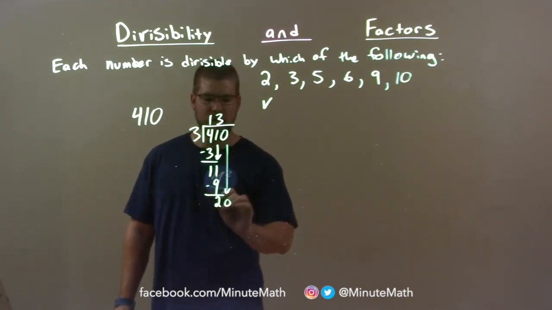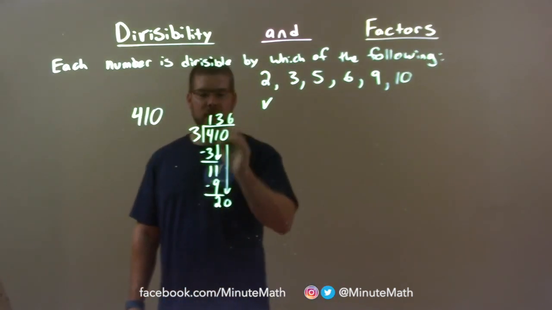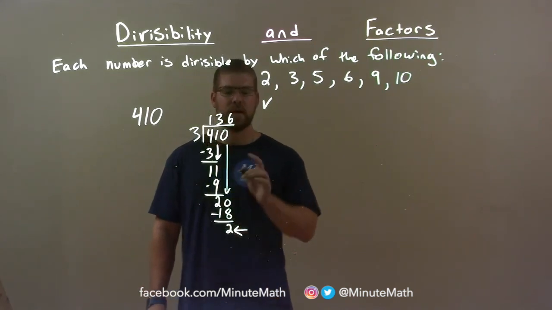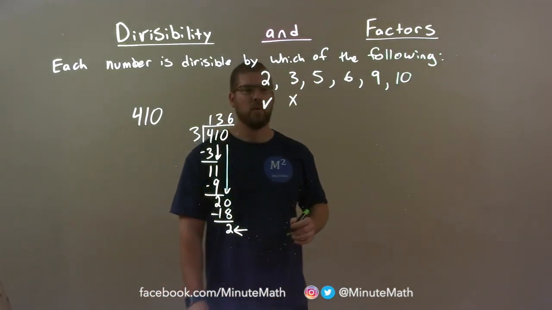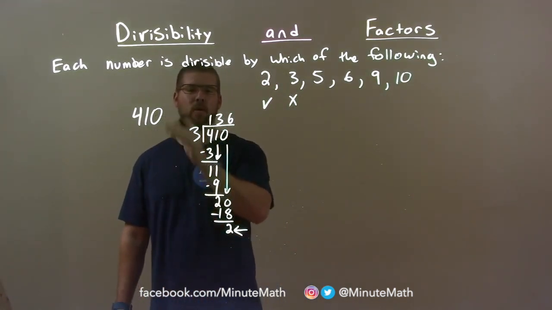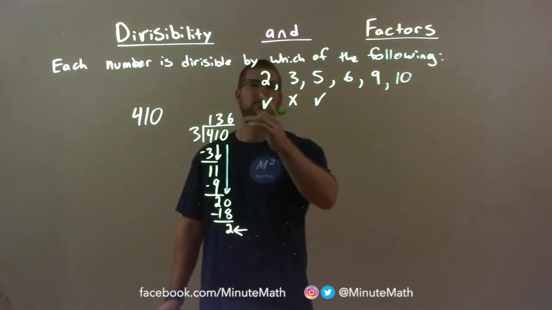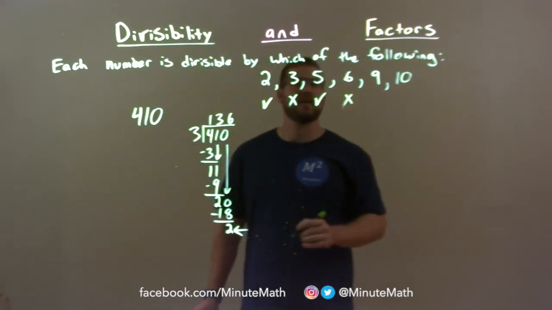Bring down the 0. Does 3 go into 20 evenly? And that's no. 6 times gives me 18, and we have a remainder of 2 here. Since we have a remainder of 2, 3 does not work. Okay? Let's check 5. Our number here ends in a 0 or a 5, so 5 works. 6 does not work because 2 and 3 both don't go into 410, so 6 is out.